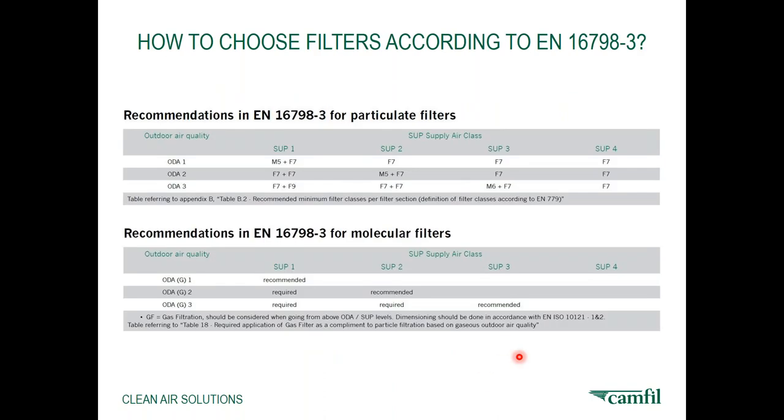How to choose a filter according to EN16798-3. This matrix shows the recommended filter choice in supply air according to EN16798-3. This covers both particle filters and the molecular filters. The concept is to have the right filter combination according to the outdoor air pollution to match your desired indoor air quality.